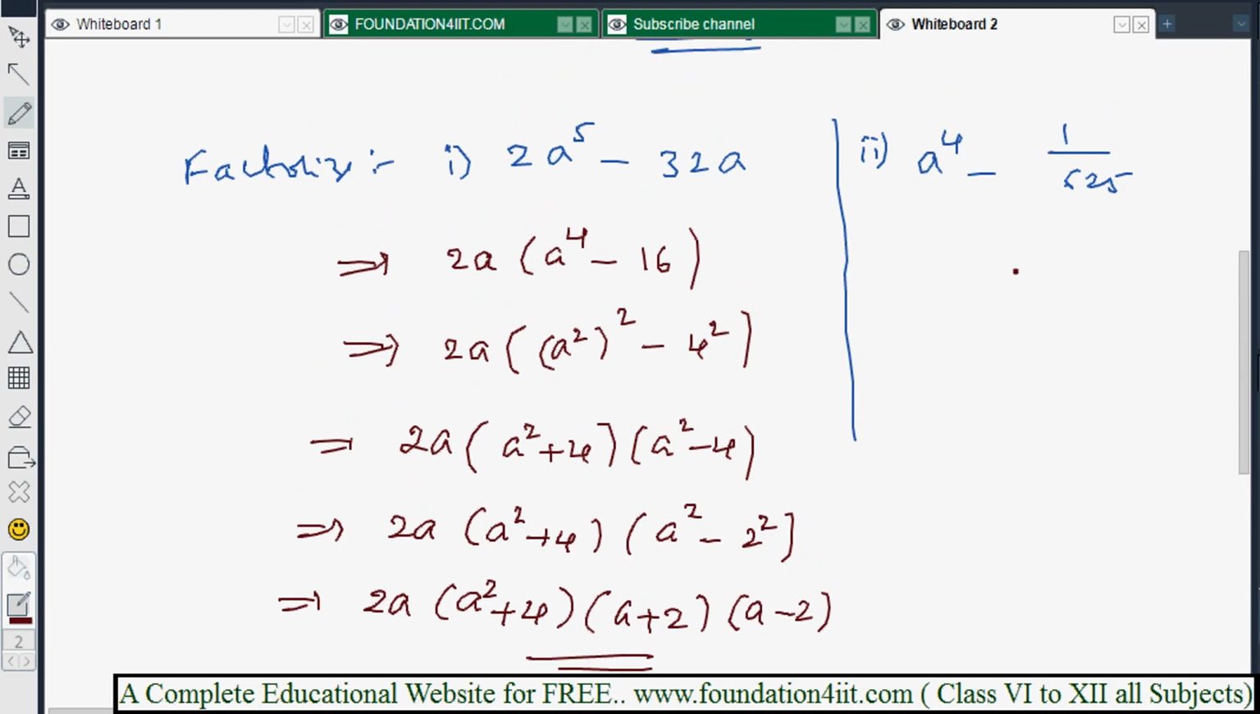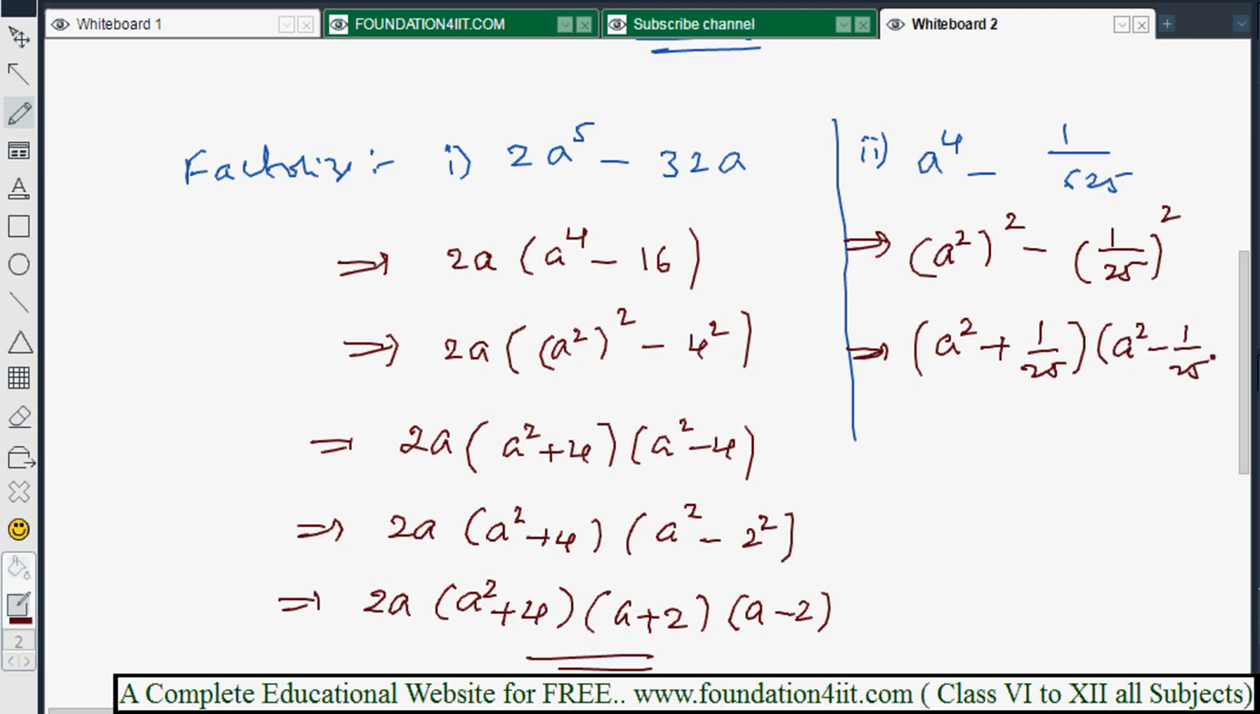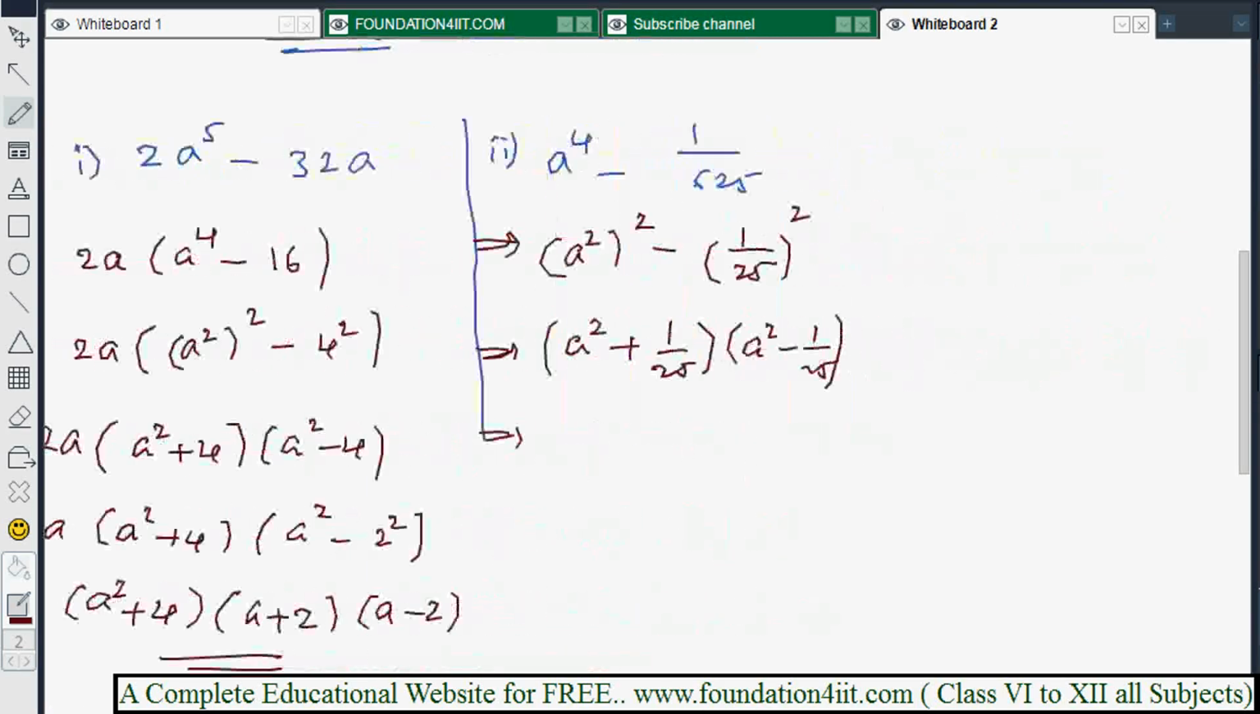That's very simple. Now if you observe this next sum also, similarly a square whole square, I can write 1 by 625 as (1 by 25) whole square, because 25 square is 625. Now simplify. (a square plus 1 by 25) once and (a square minus 1 by 25) once. That's it. Now when you solve this, a square plus 1 by 25, because it is already plus in the middle, but here it is a difference of squares. So a square minus the second, right, (1 by 5) whole square.